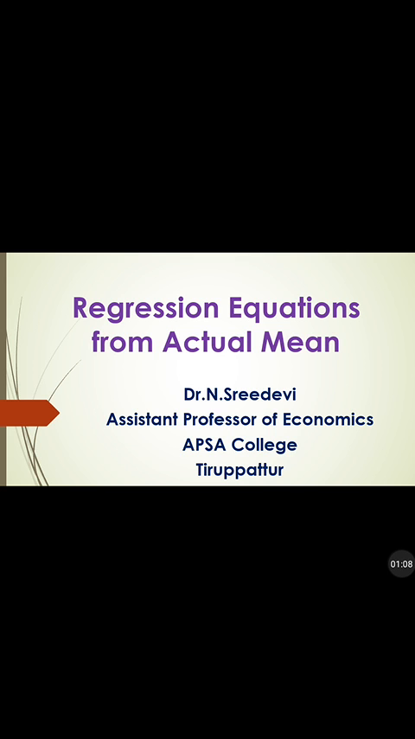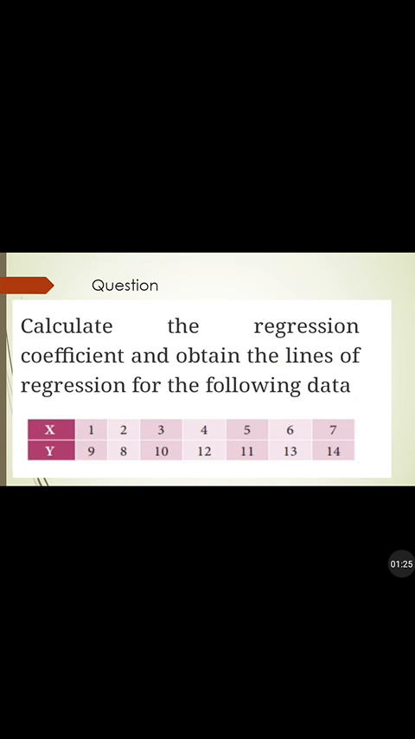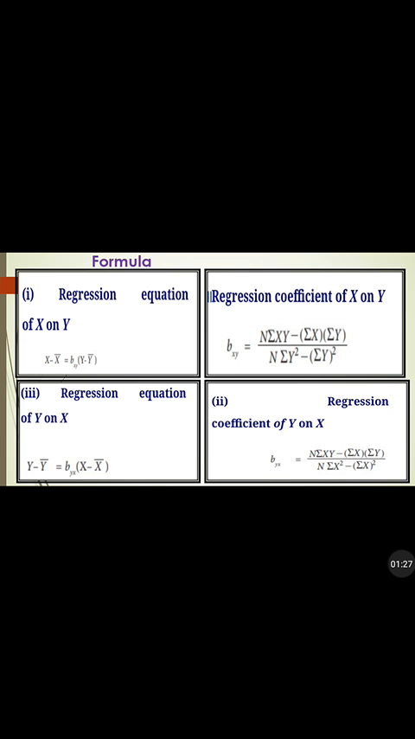So here we will be calculating the regression equation from assumed mean. Whenever the x bar and y bar value is a round value, then we can apply the actual mean method. So today we are going to see the regression equations from actual mean. Here I have given you the formula. For this particular problem we have four formulas.